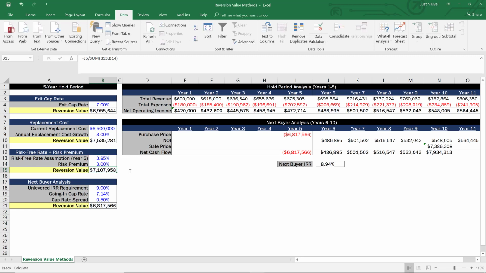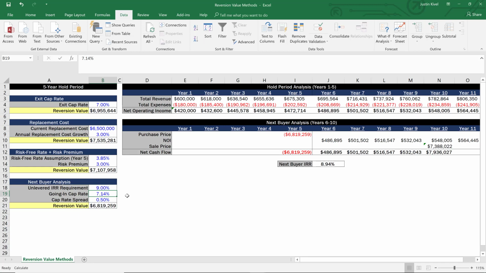So finally, if you really want to get granular with your reversion value, you can do what's called a next buyer analysis. And the next buyer analysis assumes that the next buyer of the property will need to hit some sort of an IRR target. So in order to do that, we need to assume a few things. Number one, we need to assume some sort of an unlevered IRR requirement. So we'll assume that in this case, the next buyer that's going to buy this property will need to hit a 9% unlevered return. Then we're going to assume some sort of a going-in cap rate.